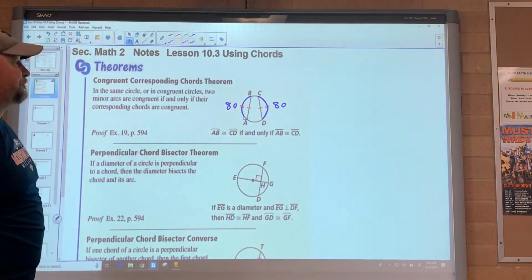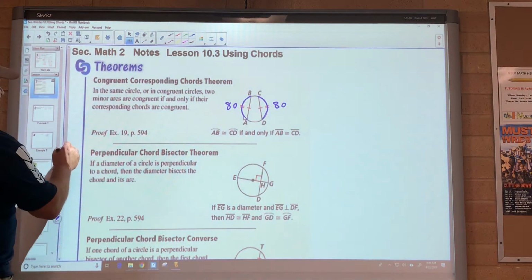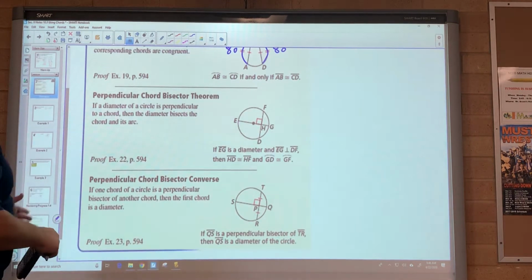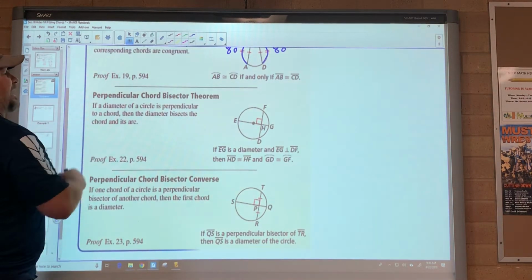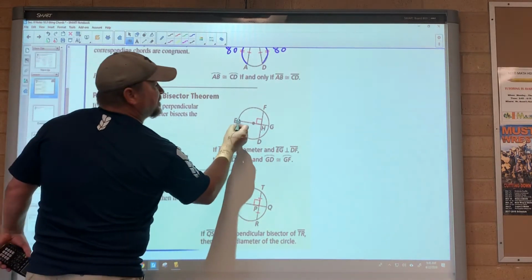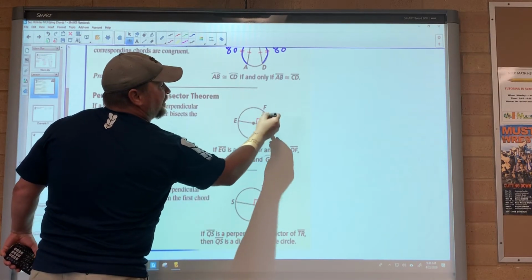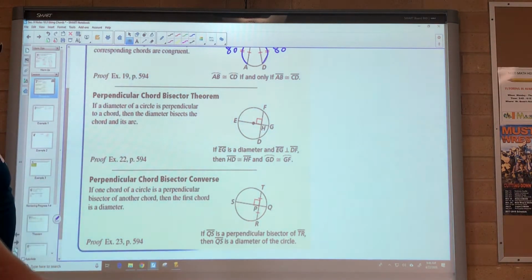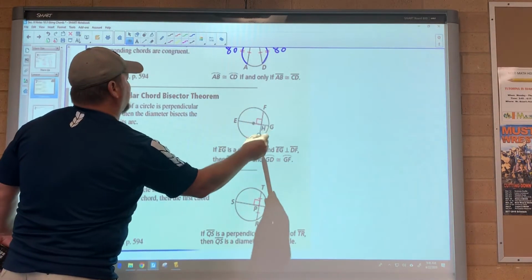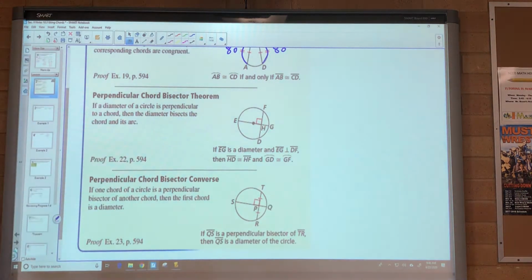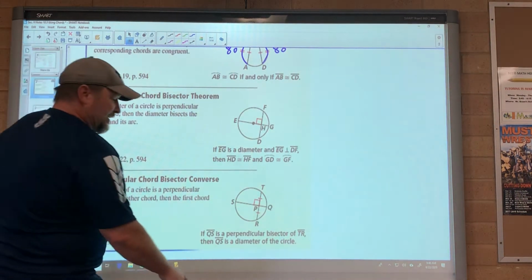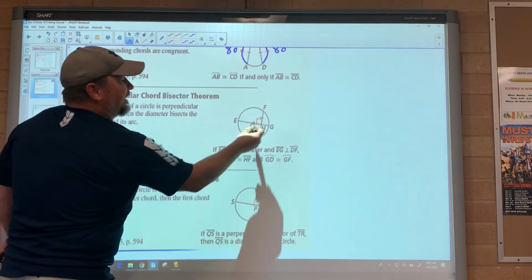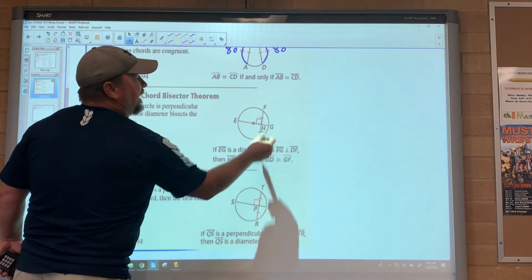Does that make sense? Okay, the next one is the perpendicular chord bisector theorem. It says if a diameter in a circle is perpendicular, so here's the diameter, and it's perpendicular to the chord, they're showing you that with the little red box. So if the diameter is perpendicular to the chord, then it bisects the chord. In other words, it does this to the chord, it does that and that, meaning HD will be congruent to HF.